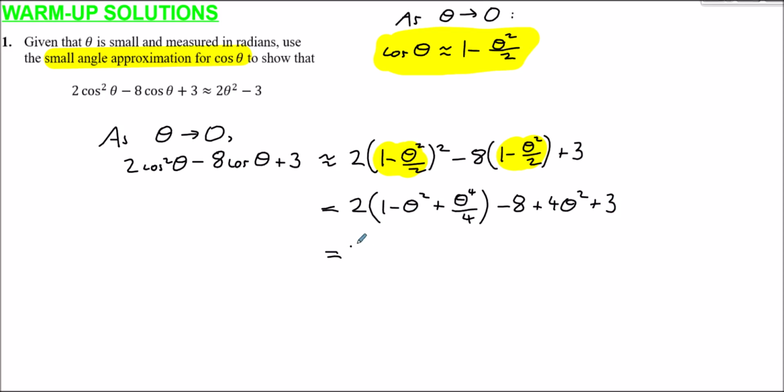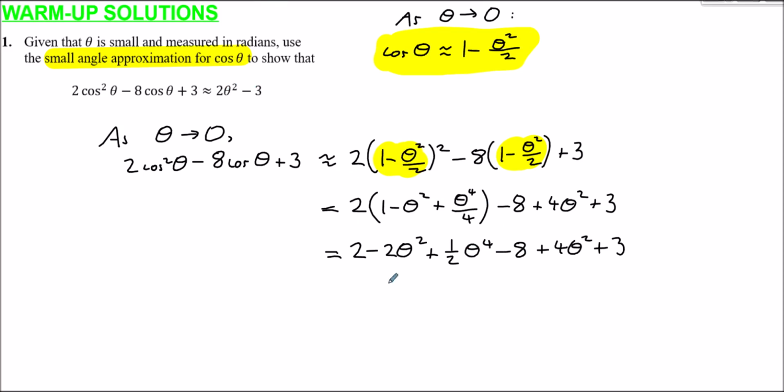Expand out this bracket now, so we've got 2 minus 2 theta squared. 2 times a quarter theta to the power 4 gives us half theta to the power 4, minus 8 plus 4 theta squared plus 3. Now at this point, you may well be slightly confused, because what we've got to prove is only in terms of a constant and theta squared, but here we have a theta to the power 4. But don't lose heart, just think about what's going to happen as theta approaches 0.